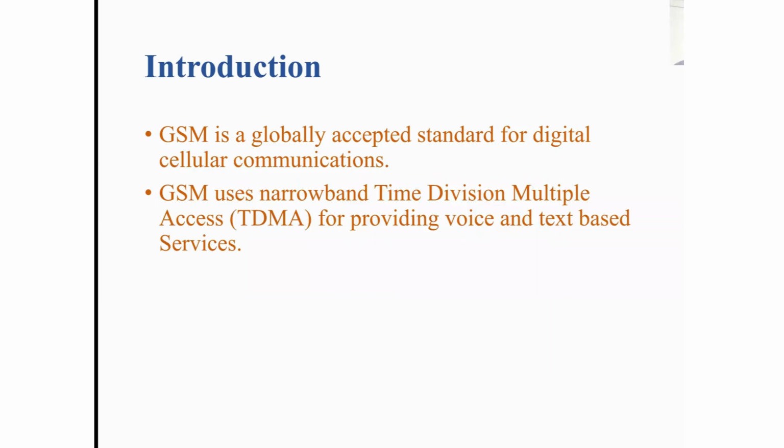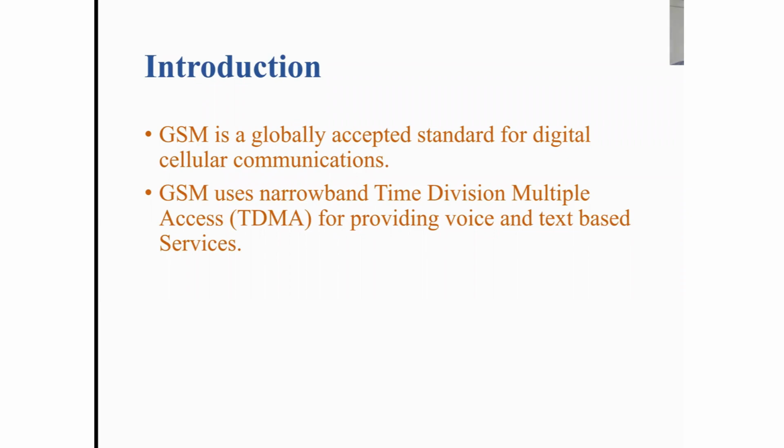The first is introduction. So the GSM is a globally accepted standard for digital cellular communication. So it is used in mobile communication. It is the first standard which was used in digital communication. So now also we are using it. So the standard is nothing but a set of rules. So everybody needs to follow, then only we can make the communication throughout the world.